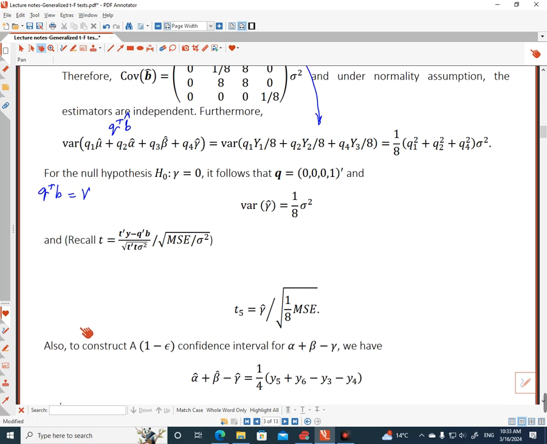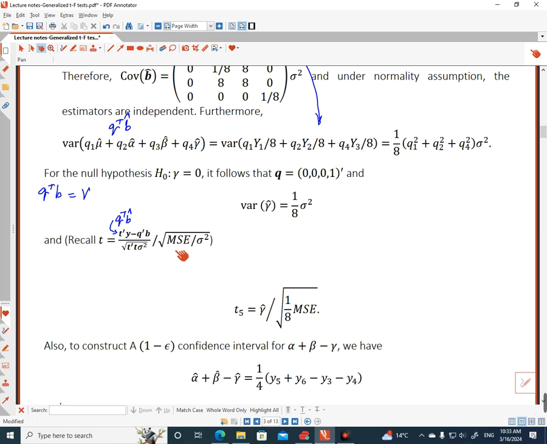Now recall, in order to construct the test statistic, you have the best estimator, which is actually q prime b hat here. This is q prime b hat, minus q prime b, which here is gamma, and we assume that under the null hypothesis it is equal to 0. So q prime b hat is gamma hat. Here is gamma hat minus 0 under the null hypothesis, and then divided by 1/8 MSE.